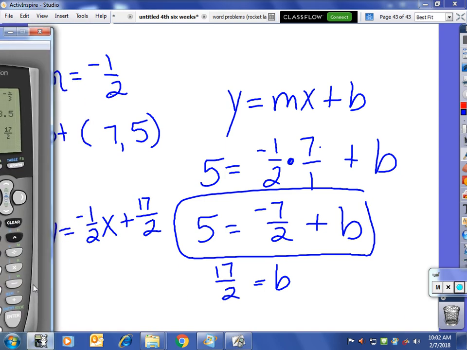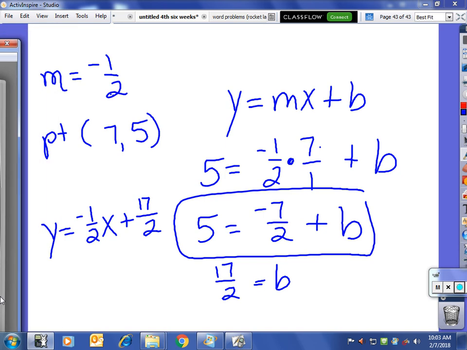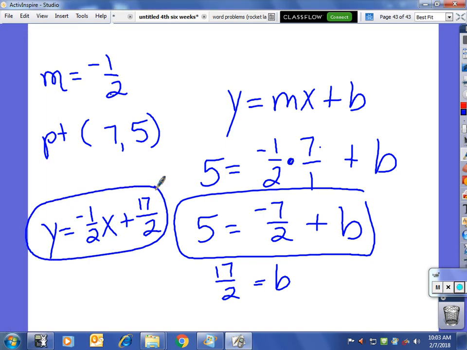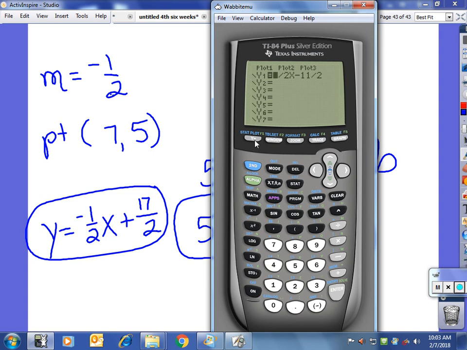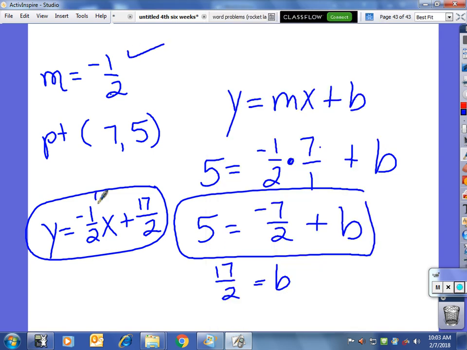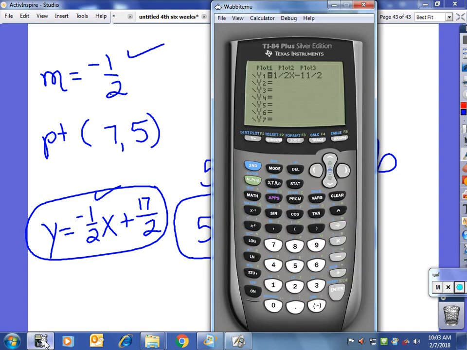Now, before I move on to standard form, because remember I want all the answers in standard form, how can I make sure that this is right? I know I've got the right slope, because I told you what slope to use, and sure enough, there's my slope of negative 1/2, but let me check to make sure that my point works. So I'm going to put in y equals negative 1/2 x plus 17 over 2. I'm going to look at my t-chart, and I better see the point 7.5. If 7.5 isn't there, then I did something wrong.